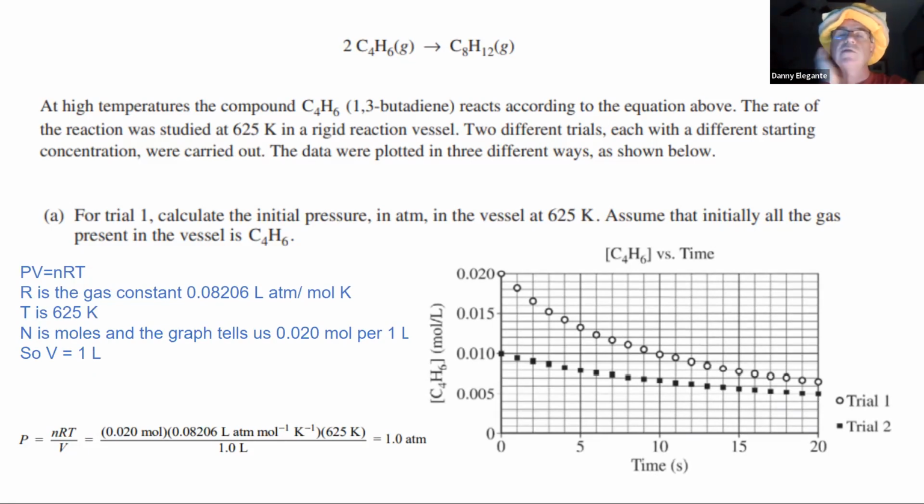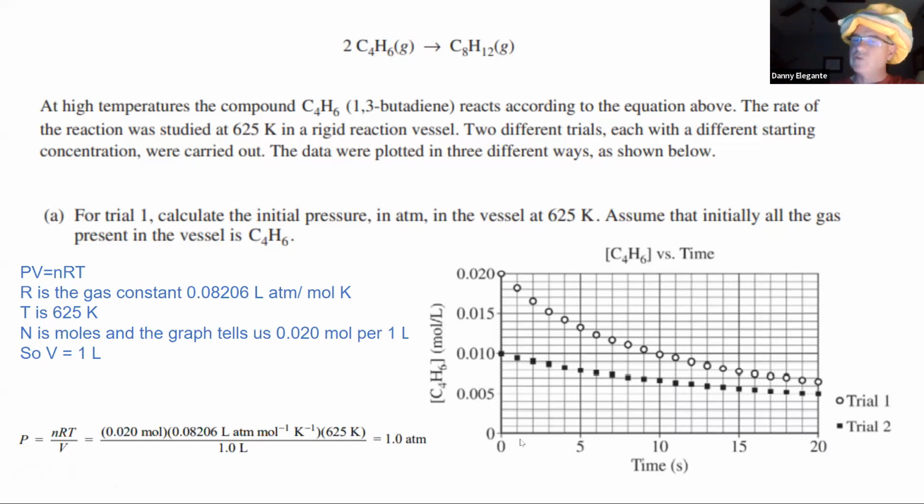So let me go back and read the question because I think that was in there. For trial 1, calculate the initial pressure. So initial pressure would be at time 0. Okay. So the initial concentration for trial 1 was 0.020. So if you wanted to screw this up, you could totally pick 0.010. You could pick trial 2. So don't do that, right? And then all we have to do is plug in everything because it's 0.02 moles and 1 liter. So if I plugged everything in, I'm going to get the answer of 1 atmosphere.